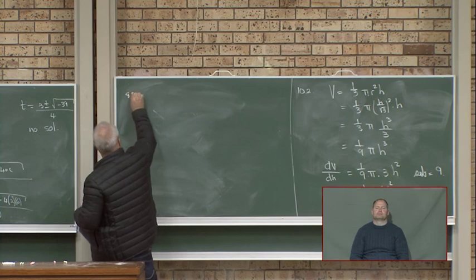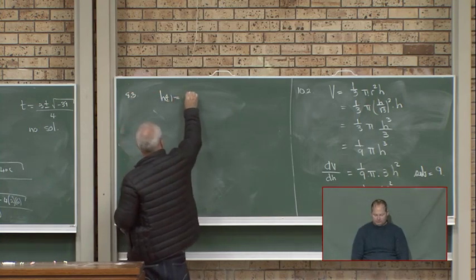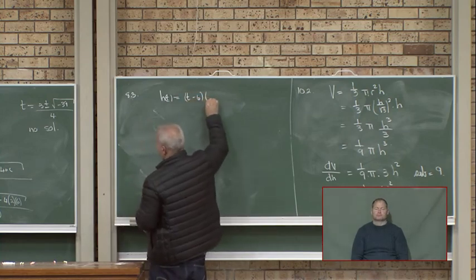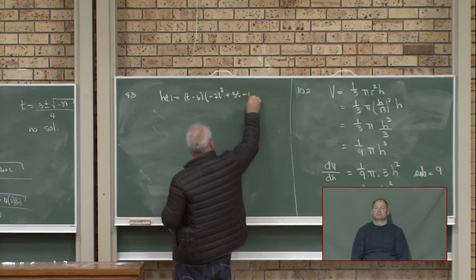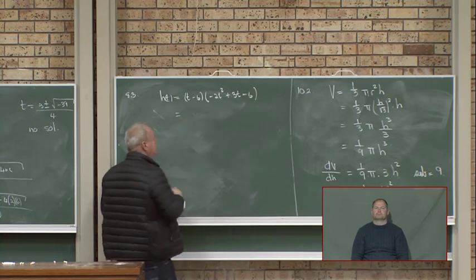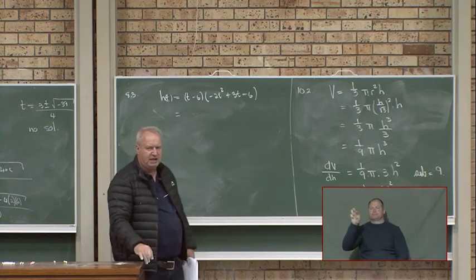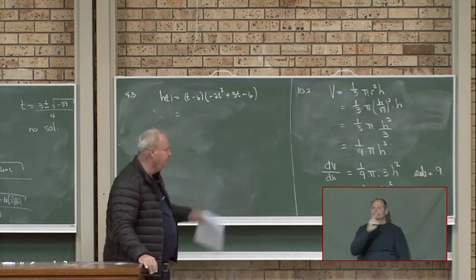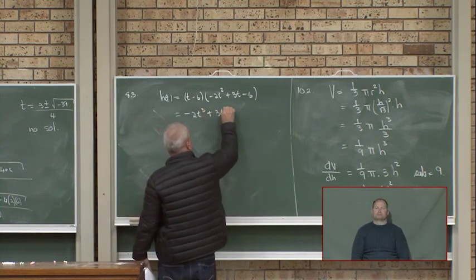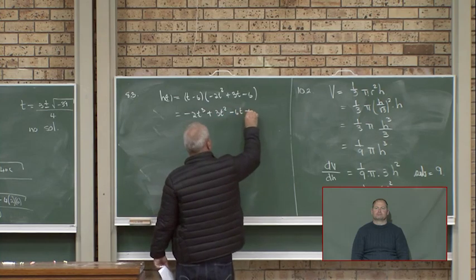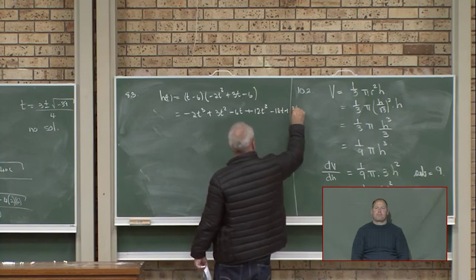Right, 8.3. We can say h(t) is equal to (t minus 6) multiplied by (negative 2t squared plus 3t minus 6). Now we're going to multiply a binomial with a trinomial, grade 10 work. First by first, first by second, first by third, second by first, second by second, second by third, simplify. So that is equal to negative 2t cubed plus 3t squared minus 6t plus 12t squared minus 18t plus 36.